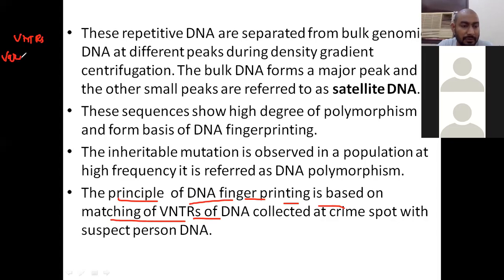VNTRs, variable number of tandem repeats. Okay, so VNTRs, this is called the variable number of tandem repeats. The principle of DNA fingerprinting is based on the VNTRs. It means that in DNA polymorphism they have a particular sequence, and this sequence is known as the VNTRs.